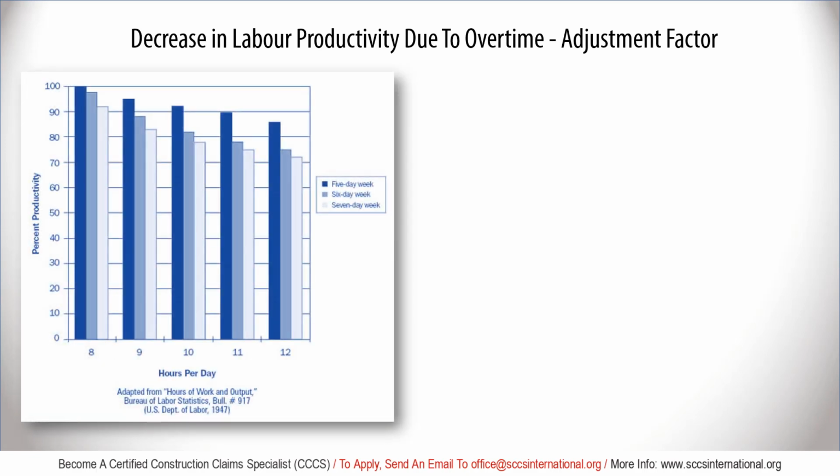The first graph we'll be studying is from the US Department of Labor from 1947. The x-axis shows the hours per day, and the y-axis shows productivity as a percentage. It is clear from this study that there's a decrease in productivity as the number of working hours per day and the number of working days per week are increased.